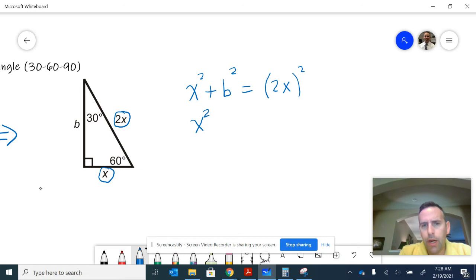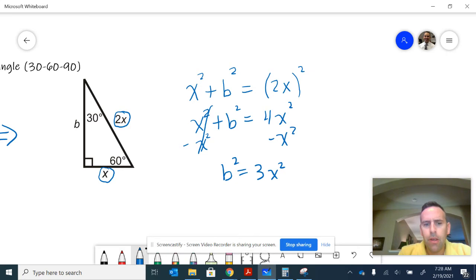So if we square the right-hand side, we'll get 2 squared is 4 and x squared. Notice we have an x squared term on both sides. So if I subtract x squared from both sides, I'll get that b squared is equal to 3x squared, 4 minus 1. Taking the square root of both sides, we'll get the square root of b squared is b, the square root of x squared is x.